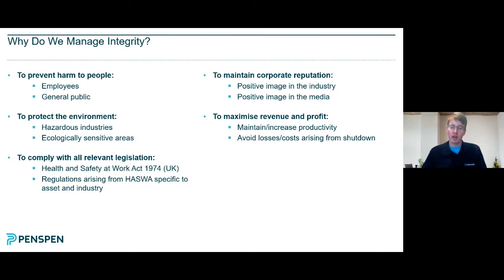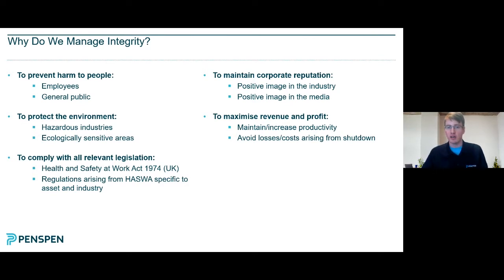We also need to comply with all relevant legislation. In the UK, that falls underneath the umbrella act of the Health and Safety at Work Act. And then there are specific pipeline regulations that arise from that act for various different assets and industries. So for pipelines, we're talking about things like pipeline safety regulations, pressure safety regulations, safety case, COMAH, onshore, and various others. We also want to maintain our corporate reputation, protect ourselves as a business from potential failures, and convey a positive image in the industry and in the media as well.